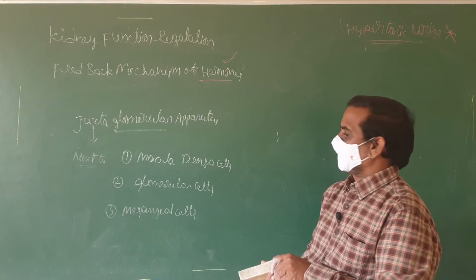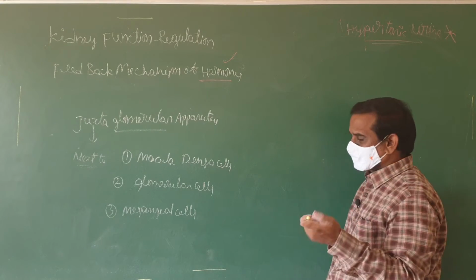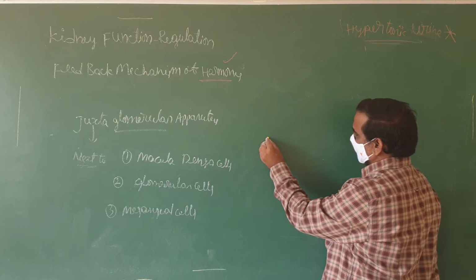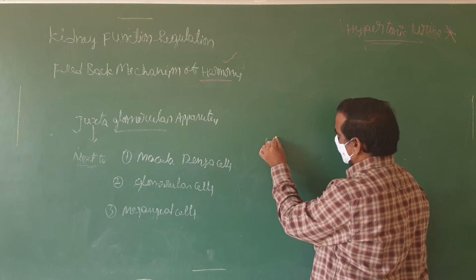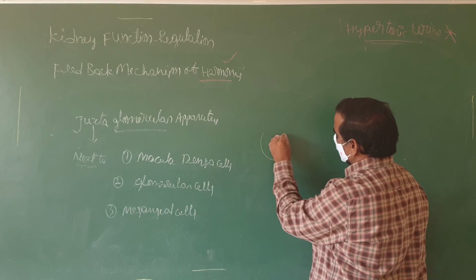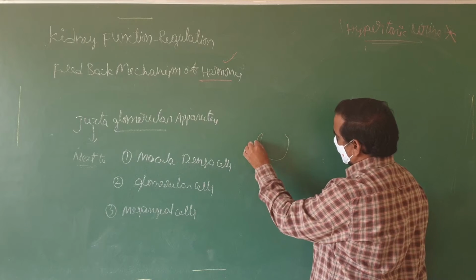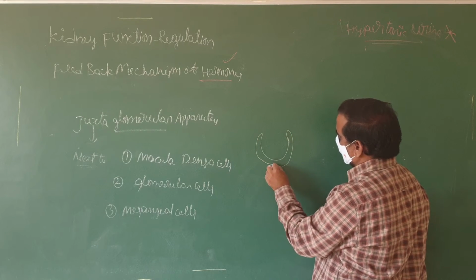How it is formed: when you see the structure of the Bowman's capsule in ultrastructure, we will draw a little bit smaller diagram here, right.